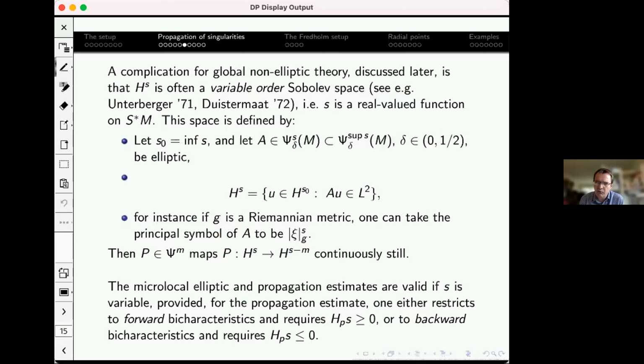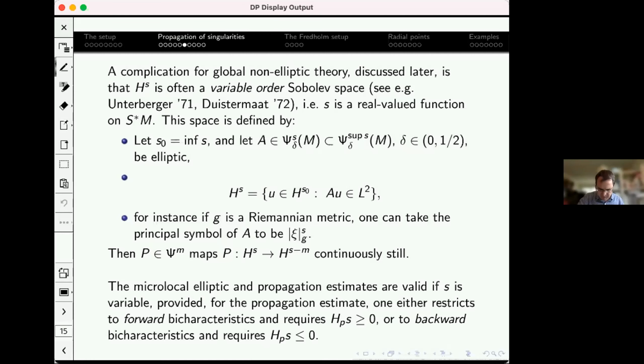This already came up in the work of Unterberger and Duistermaat in the early 70s. For this, you will take a real valued function on your cosphere bundle. Again, the cotangent bundle has this non-compactness property at infinity, and you somehow want to encode that, so hence you work on this quotient. Then basically, the Sobolev space H^s is that you have some very weak background space, H^{s_0}, and you fix a single elliptic operator, say one with principal symbol the norm psi to the s with respect to some Riemannian metric.